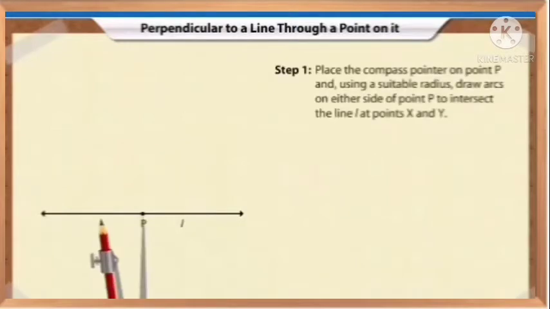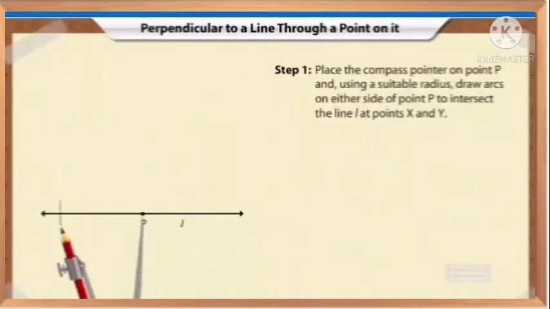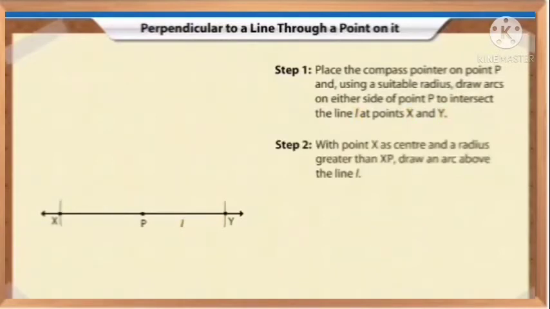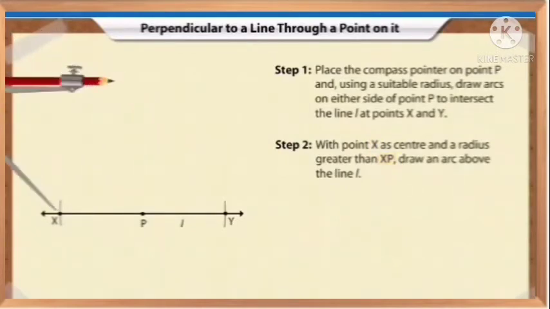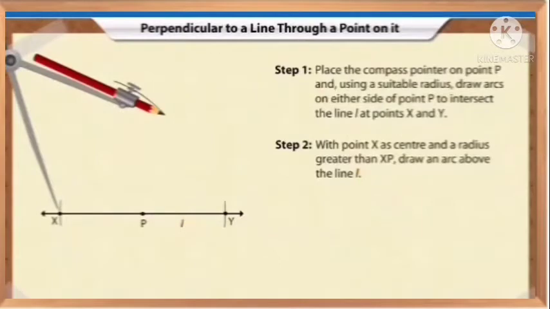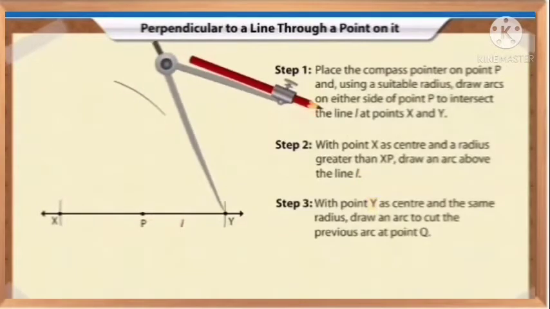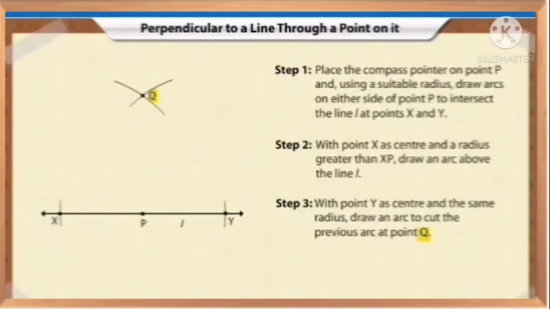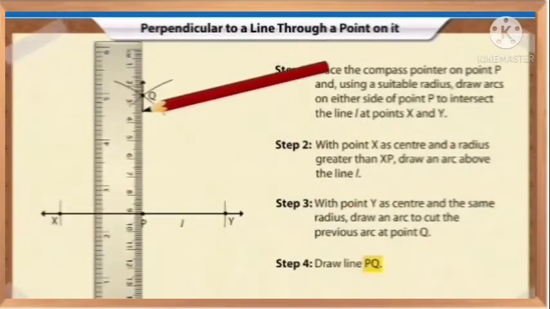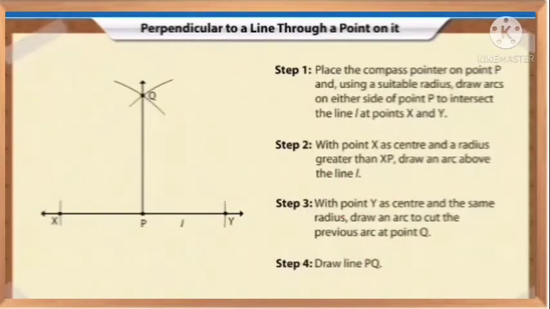Place the compass pointer on point P and, using a suitable radius, draw arcs on either side of point P to intersect the line L at points X and Y. With point X as center and a radius greater than XP, draw an arc above the line L. With point Y as center and the same radius, draw an arc to cut the previous arc at point Q. Draw line PQ. Line PQ is perpendicular to line L at point P.